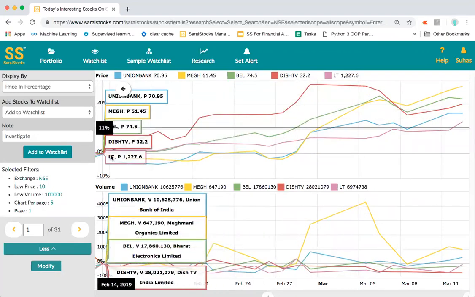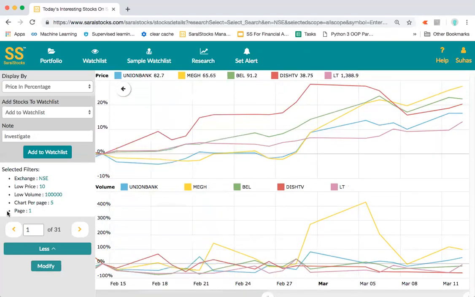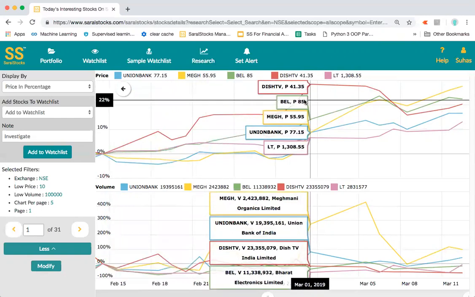And we also see Union Bank. Now what you're seeing on the chart here are the prices of the stocks in the top band in this section here. And then at the bottom side, you're seeing volume for each of those stocks. So you can see that Union Bank had a massive volume of 19 million shares yesterday, and so was Dish TV, at 23 million shares.